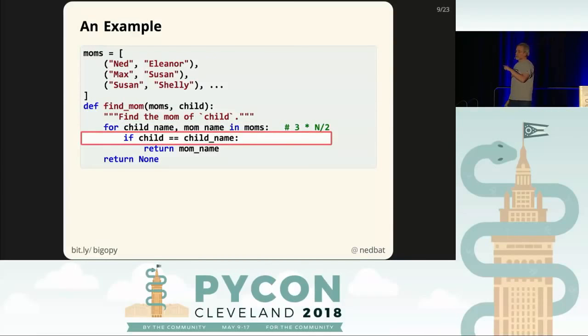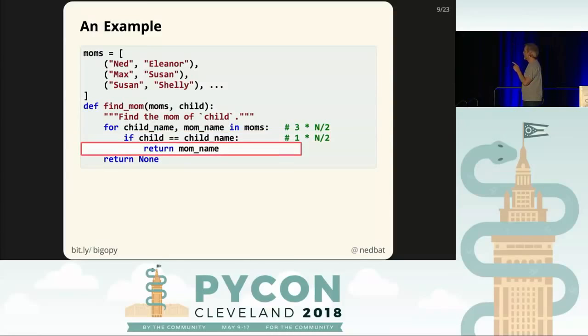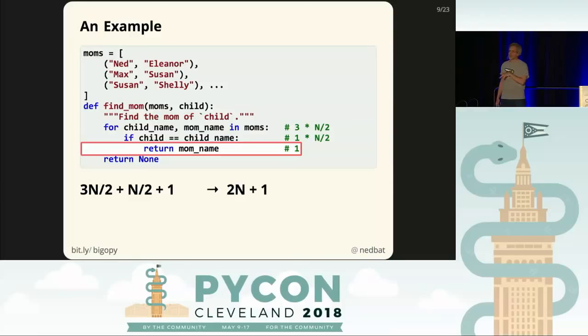This comparison, we're going to do n over 2 times. And there's only 1 step, so that gives us another n over 2. And then this line is only going to happen once, because it's the end of the function, so that's going to give us 1 more step. And so our total is going to be 3n over 2 plus n over 2 plus 1, which simplifies down to 2n plus 1. I said that we get rid of the lower order components, which is the 1, we get rid of the coefficient, which is 2. This is an O of n function.